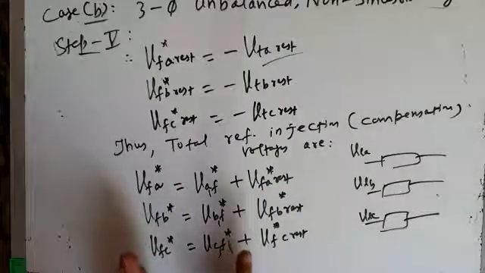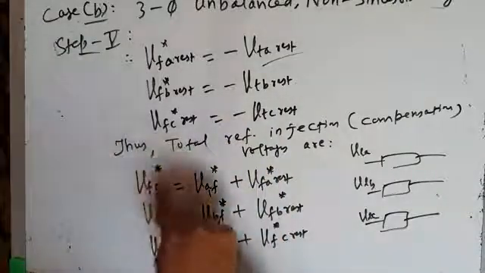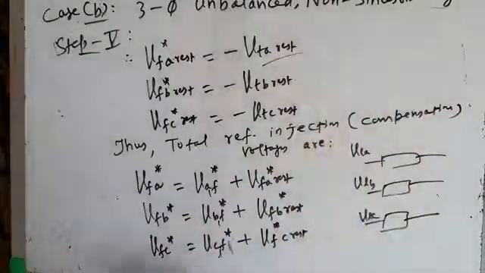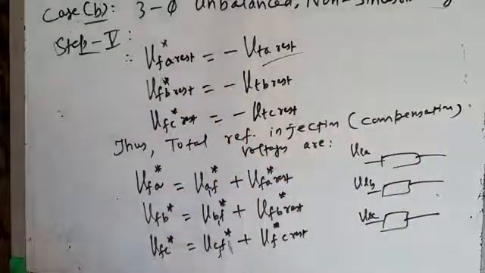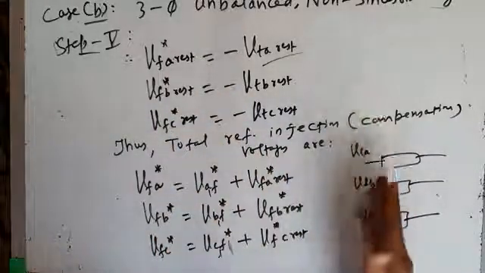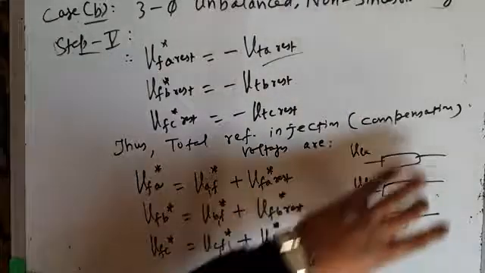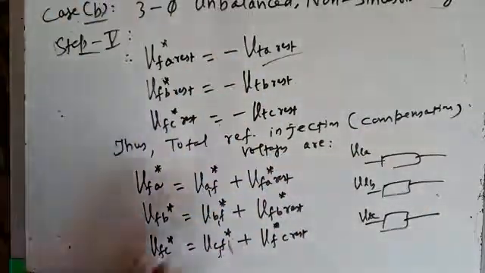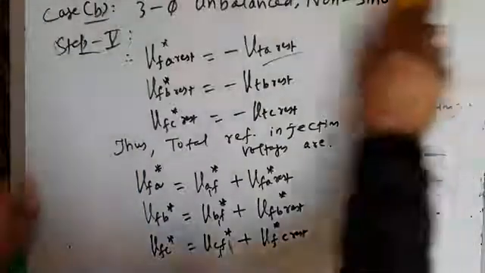And when your voltage source or injection voltages are these VFA star, VFB star, VFC star, they will take care of voltage unbalance, voltage harmonics, and also they will take care of voltage drops, voltage changes, and they will make load voltages absolutely regulated, balanced, and harmonic free. Okay, this is how a critical load or voltage sensitive load will be protected from unbalance, from harmonics, and from voltage variations, right?